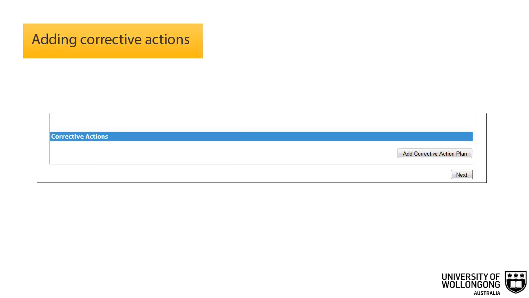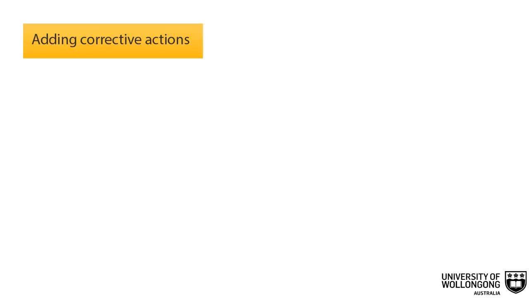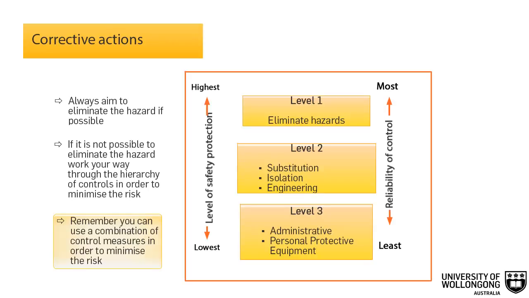To add corrective actions, click on the Add Corrective Action button. You must always aim to eliminate a hazard, which is the most effective control. If this is not reasonably practicable, you need to minimize the risk by working through the other alternatives in the hierarchy. Level 2 risk controls are: substitute the hazard with something safer. For instance, replace solvent-based paints with water-based ones.